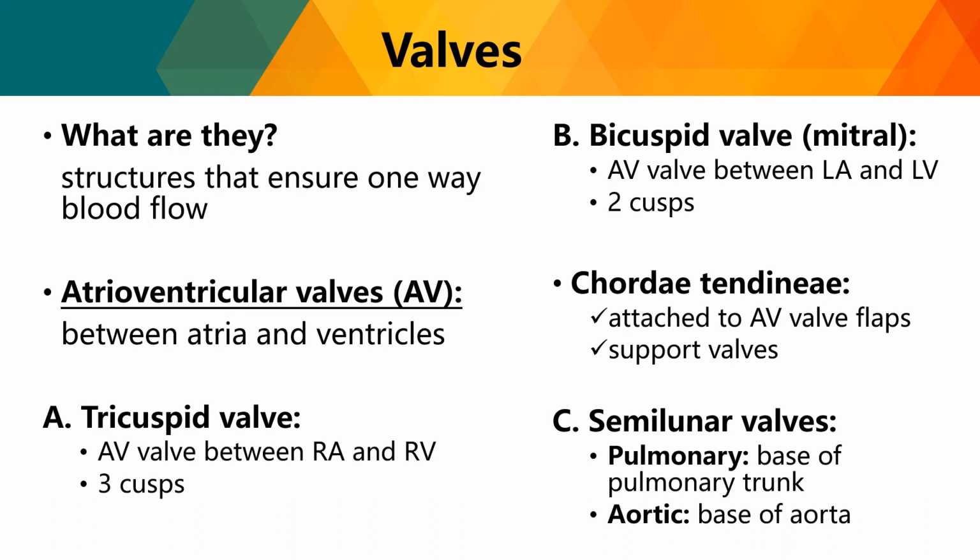And then you can also see your chordae tendineae, which are attached to your AV valve flaps, and they support your valves. And you have your semilunar valves, which include the pulmonary semilunar valve at the base of the pulmonary trunk, and the aortic semilunar valve, which is found at the base of your aorta.